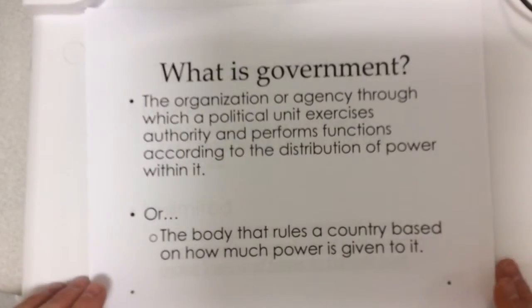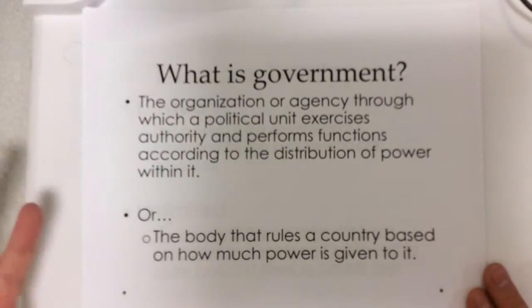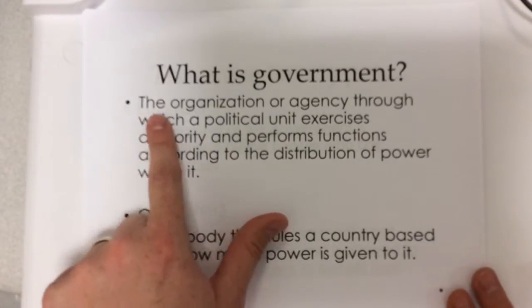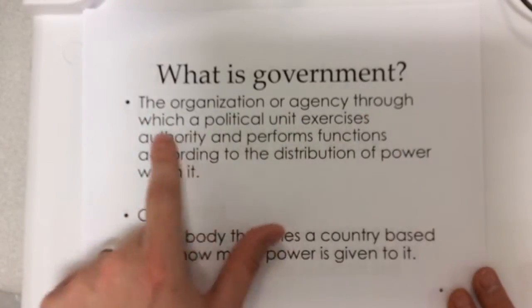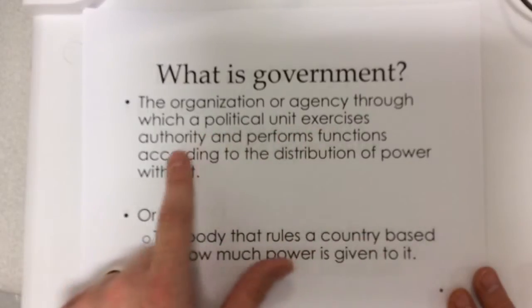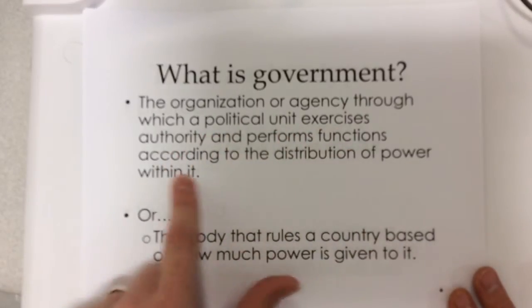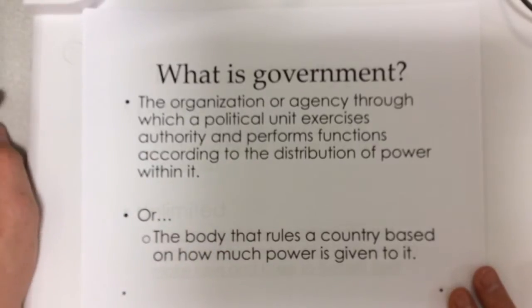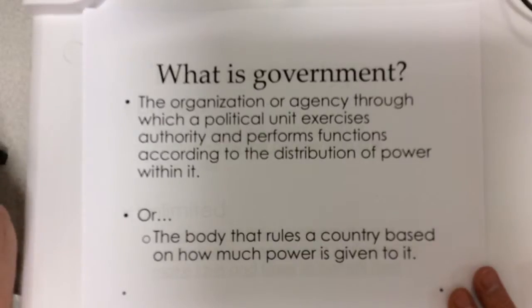So first off, we have two definitions for government. The official definition, if you looked it up in the dictionary, is going to be something along the lines of this: the organization or agency through which a political unit exercises authority and performs functions according to the distribution of power within it. That's a lot to know. That is a very complicated dictionary definition, and I think that's going to be kind of tough to remember.